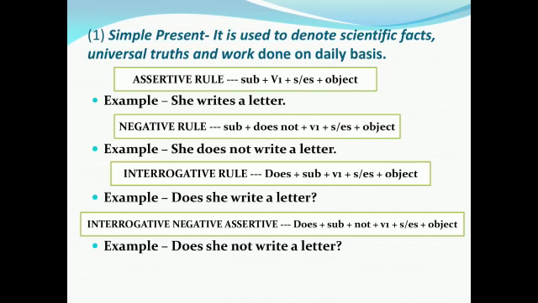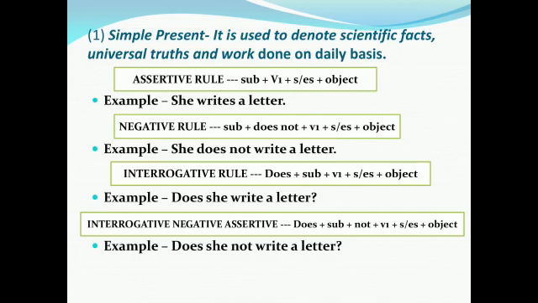So let's see the rule. It is subject plus V1 plus S/ES plus object. Now what is V1? V1 is the first verb. As we know the conjugation of the verbs, it is V1, V2 and V3, that is present, past and past participle. So V1 is the first verb. S and ES we use with V1 only when we talk about the singular subject.